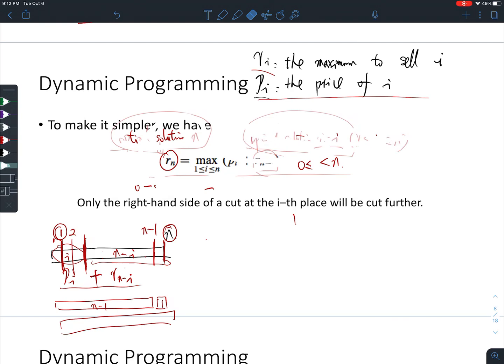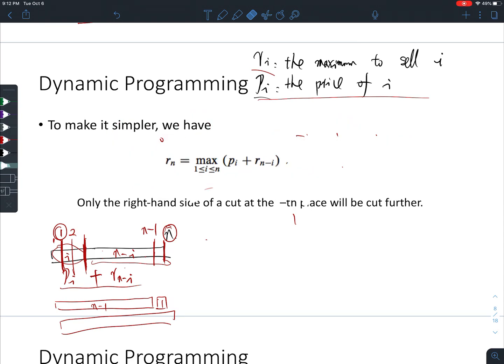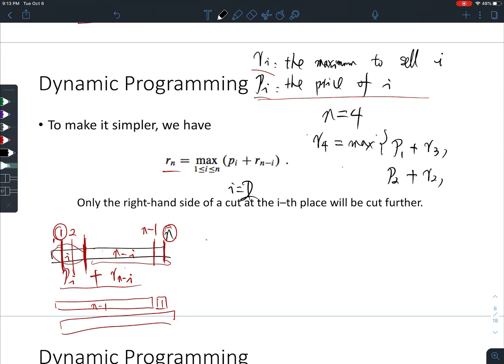So this is the first thing that I want to talk about. Now let's interpret this formula in another way. Let's say, for example, when n equals 4, let's expand this mathematical equation. It means that R4, the maximum revenue for a rod of length 4, is the max between P1 plus R3, P2 plus R2, P3 plus R1, and P4 plus R0, okay? So we just calculate all these values and find out which one is the maximum, and we return it.